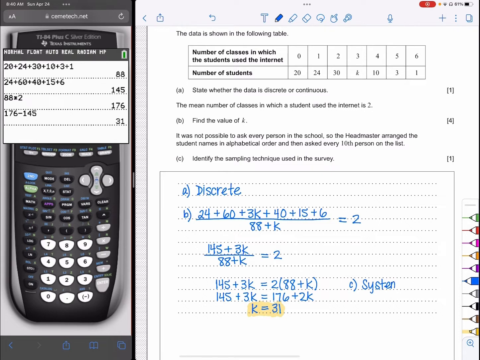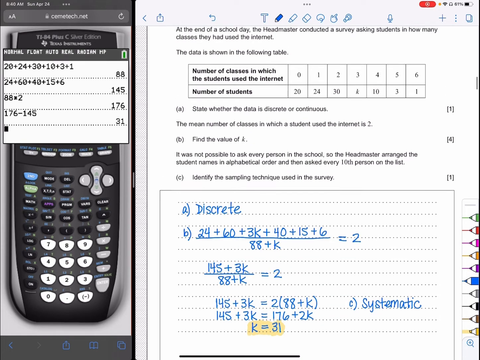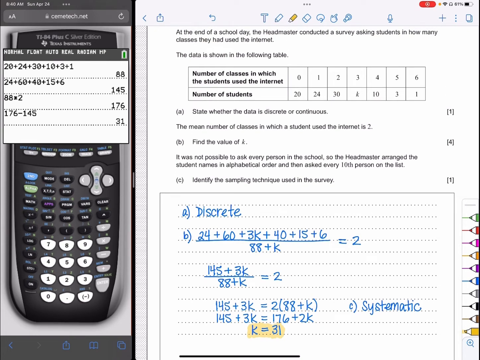So they started off and then they wanted every 10th person. So it wasn't random or anything like that. They knew that every 10th person that was on the list, and they put it in alphabetical order, was going to fill out that survey. So that is question number 3. And remember, make sure you box or highlight your answers to make them stand out to the moderator.